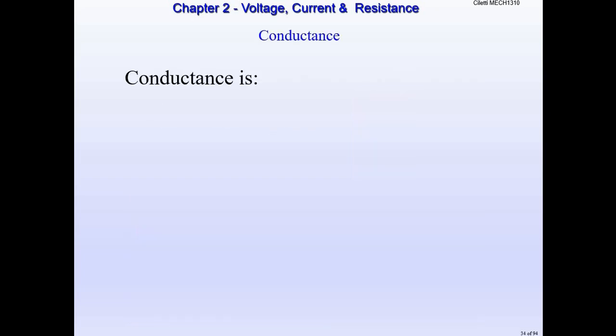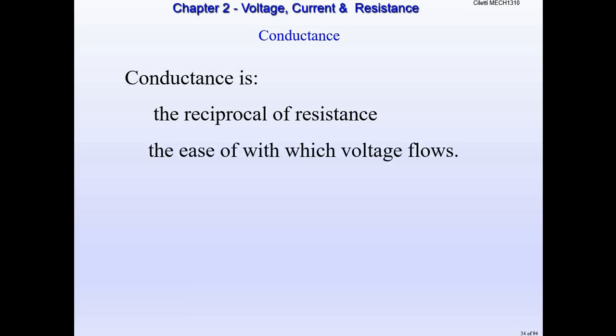We're going to talk a little bit about resistance and conductance. Remember, resistance is limiting the flow of electrons. So resistors limit the flow of electrons. They limit current. Conductance is the reciprocal of resistance. Conductance is how well something flows, or how well current can flow.